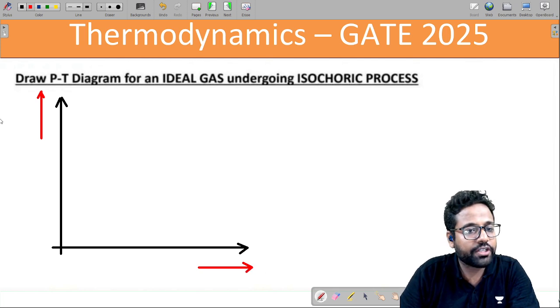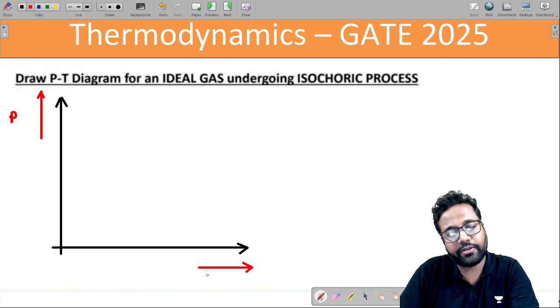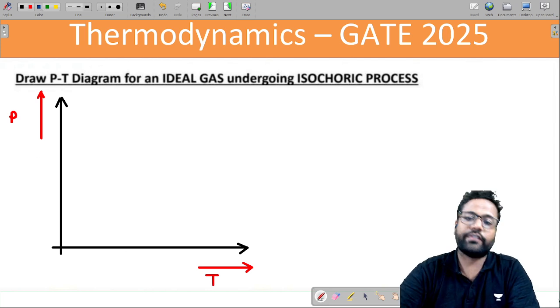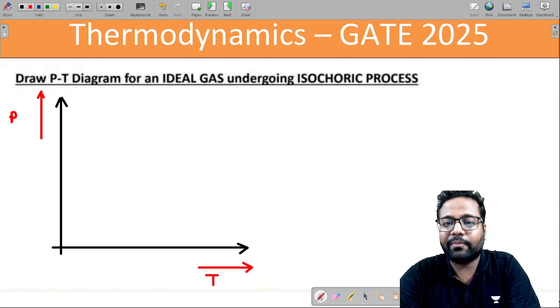Sir, pressure onto the y-axis and temperature onto the x-axis. So बच्चा लोग, let me explain you a very basic mathematics. थोड़ा basic maths अगर मैं आप लोगों को पढ़ाने की कोशिश करूं, then how can you define the slope of a given process?